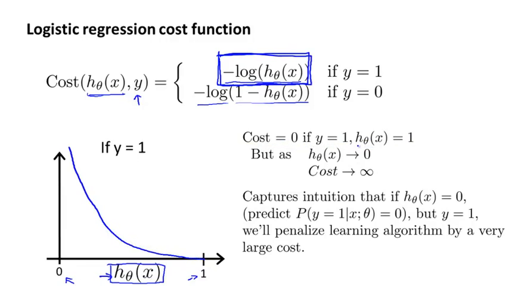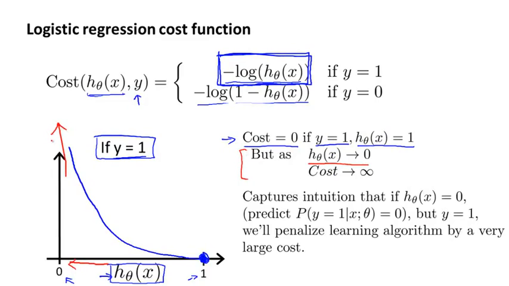First, notice that if h of x equals 1, if the hypothesis predicts that y is equal to 1, and if indeed y is equal to 1, then the cost is equal to 0. That corresponds to this point down here, right? If h of x is equal to 1, and we're only considering the case that y equals 1 here, then the cost is down here, equal to 0. And that's what we'd like it to be, because if we correctly predict the output y, then the cost is 0. But now notice also that as h of x approaches 0, so as the output of the hypothesis approaches 0, the cost blows up and it goes to infinity.